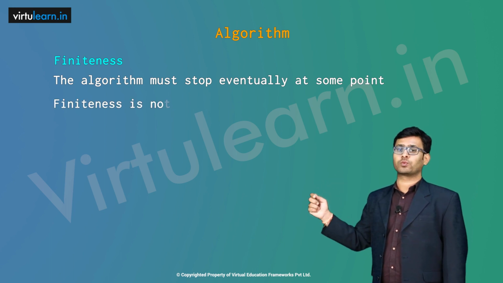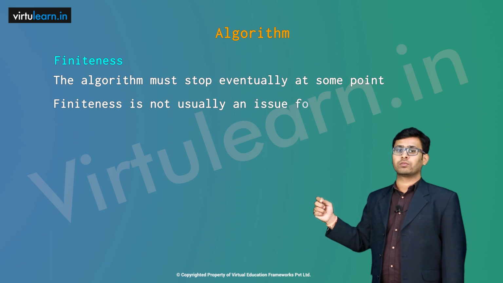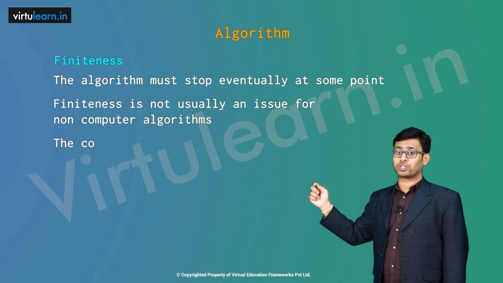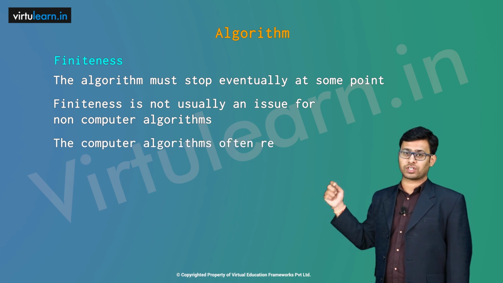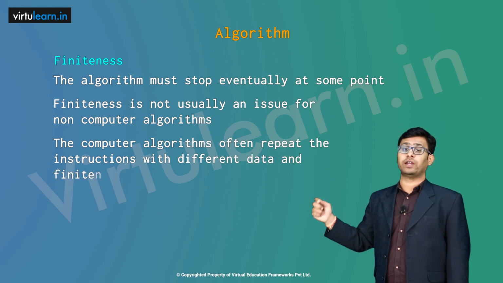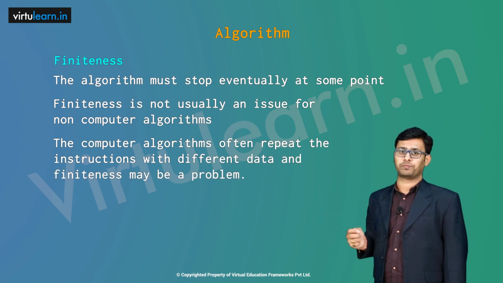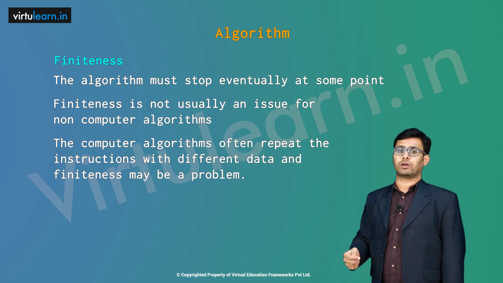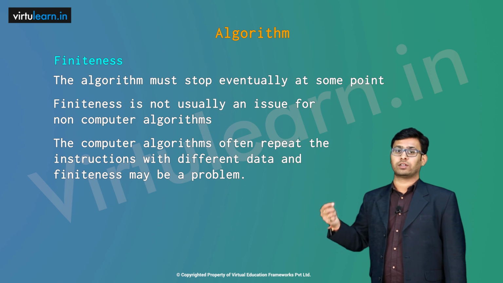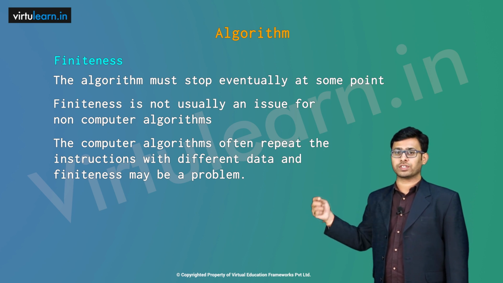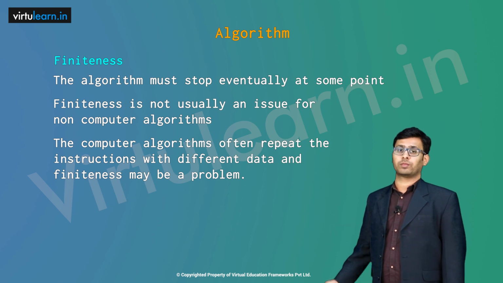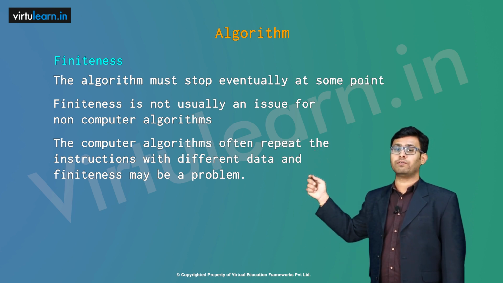Finiteness is not usually an issue for non-computer algorithms. Computer algorithms often repeat instructions with different data and finiteness may be a problem. So as we are working with multiple data, we definitely require a finite number of steps to be processed in order to get our final result. So these are the five main important properties of an algorithm.